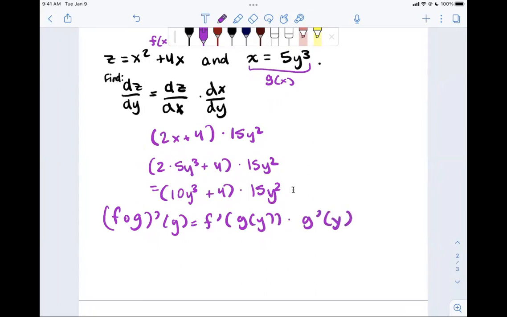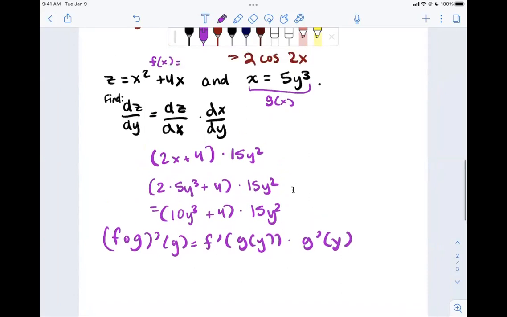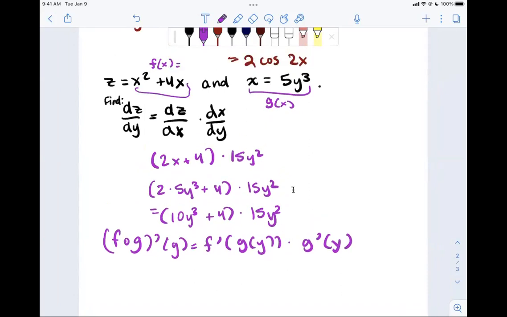All right, so what's f prime of g of y? So f is x squared plus 4x. The derivative of this, and we're pretending we're plugging g of y into it, but let's just take the derivative first. So that's going to give us 2x plus 4, and then we're going to plug g of y into it. So g of y is 5y cubed. So this is going to give us 2 times 5y cubed plus 4, times g prime of y, and so now we're just going to take the derivative here. So that's 15y squared. And we can see that that's the exact same answer as before.